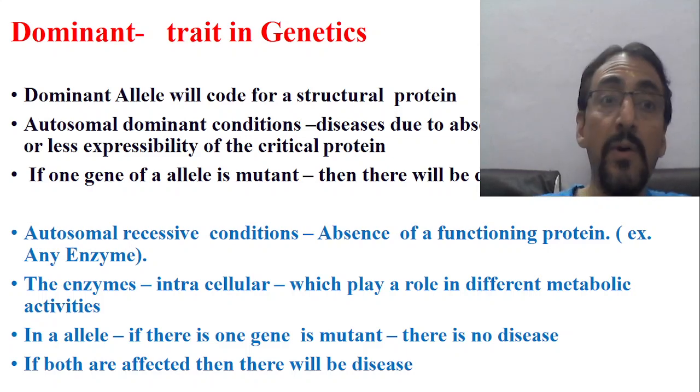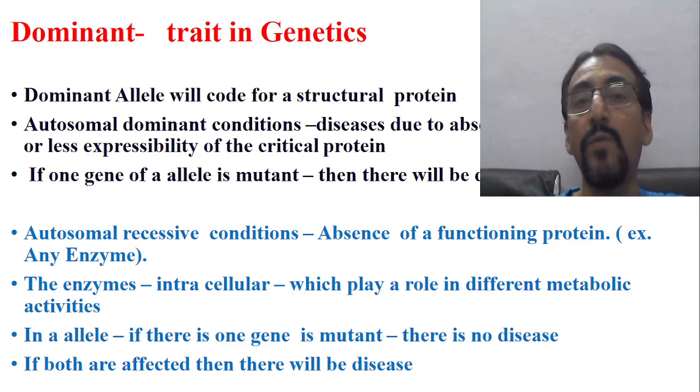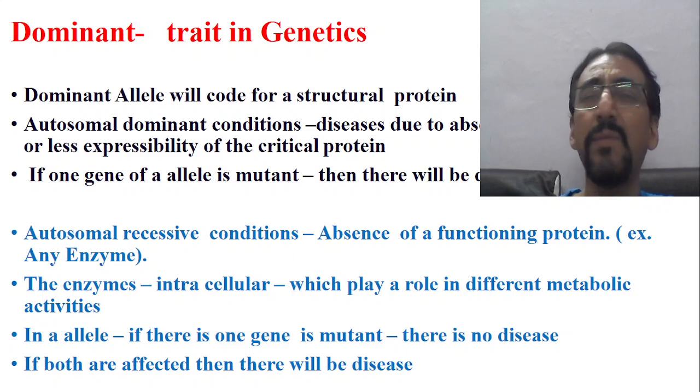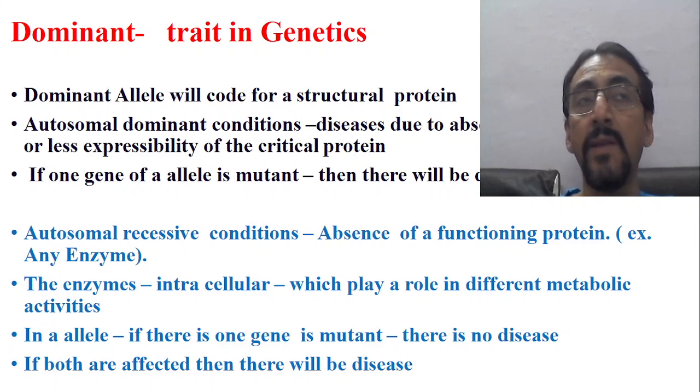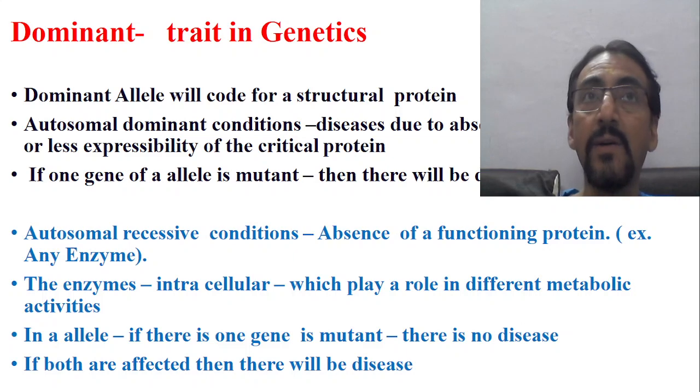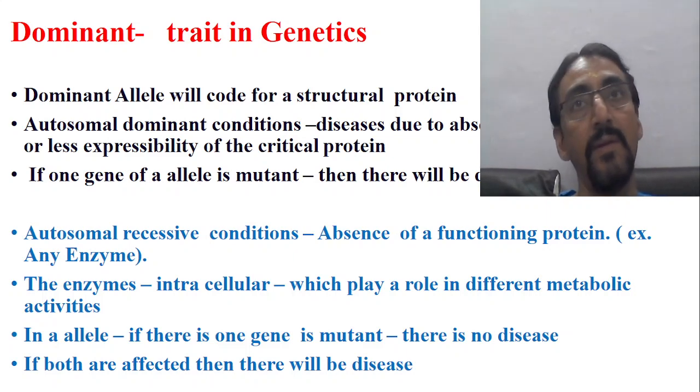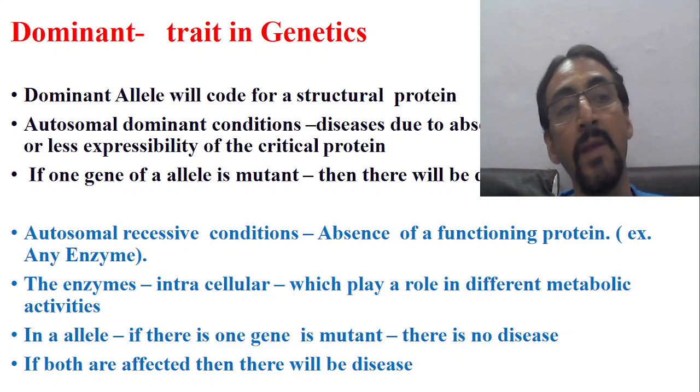And as we know, the dominant allele will always code for a structural protein and some of the hormones or some of the enzymes, very rare enzymes. Now in autosomal dominant conditions, the diseases occur because of the absence of a critical protein or less expressibility of the critical protein. I will explain this: why are there autosomal dominant disorders?